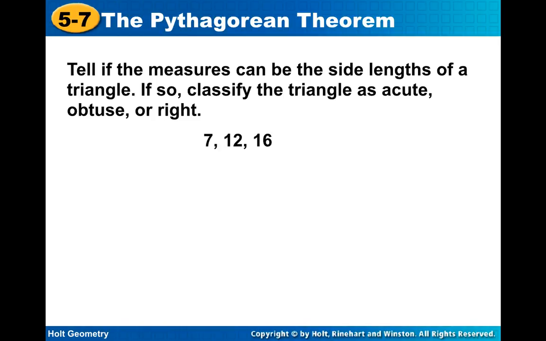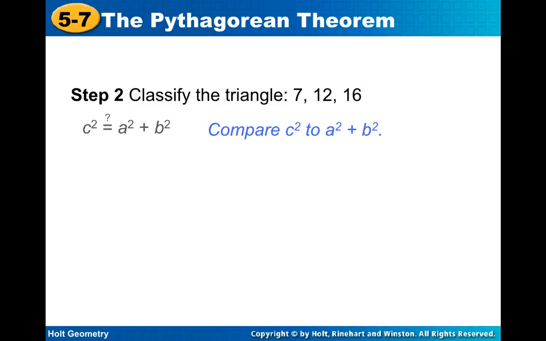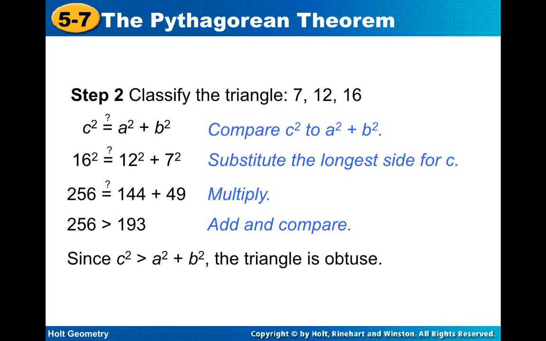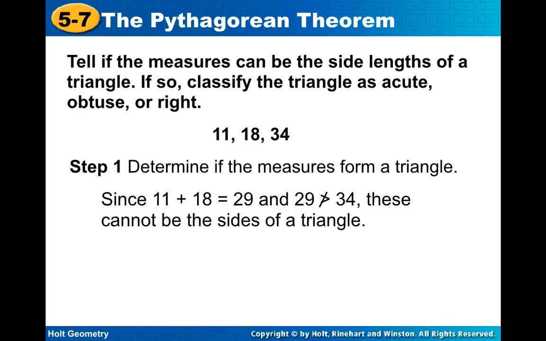How about 7, 12, and 16? It does make a triangle. And the c squared is bigger, so it's an obtuse triangle. How about 11, 18, and 34? Again, pause so you can work it through. Starting back up, not going to make a triangle. 11 and 18 aren't long enough to close. So no second step because there's no triangle.